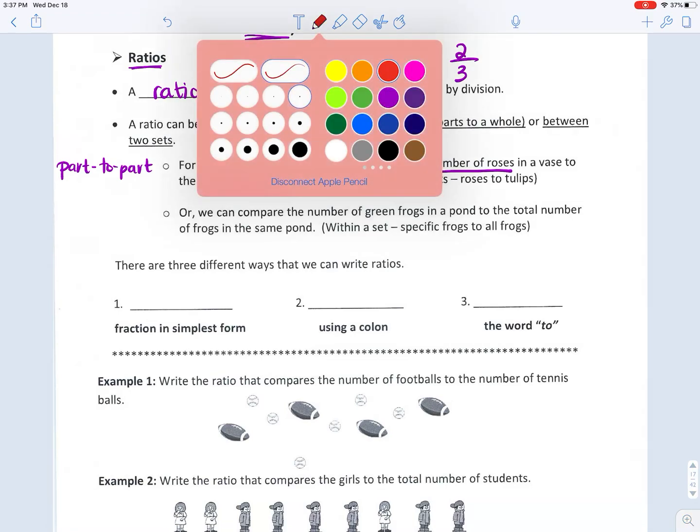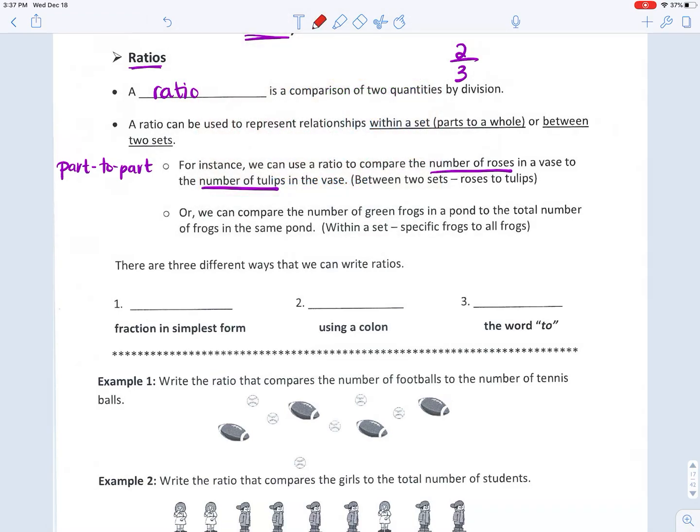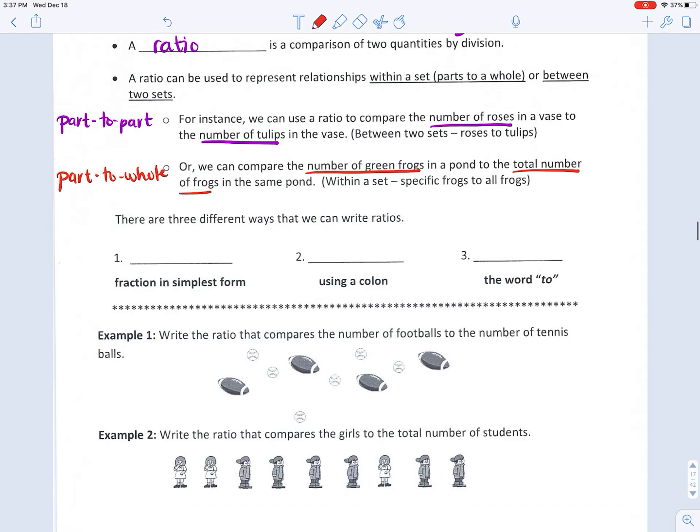All right, and then if we take a look at the next example, it says, or we can compare the number of green frogs in a pond to the total number of frogs in the same pond. We call this type of ratio a part-to-whole ratio, because we're comparing a small part of the total, which is the number of green frogs, to the total number of frogs, the whole number of frogs. Okay, and there are three different ways that we can write ratios.